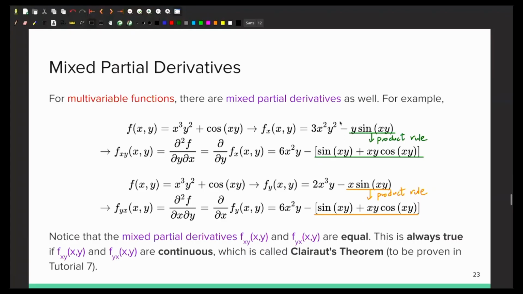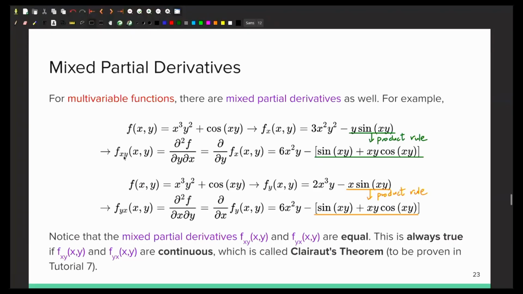You can see you bring down the 2, then it becomes 6. Then the y becomes power minus 1, 2 minus 1 becomes 1. Then this one, you have to use the product rule, because it is y times sine xy. So it's a function of y times a function of y. Therefore, use the product rule, and you're going to get this expression. And this is exactly your f sub xy.